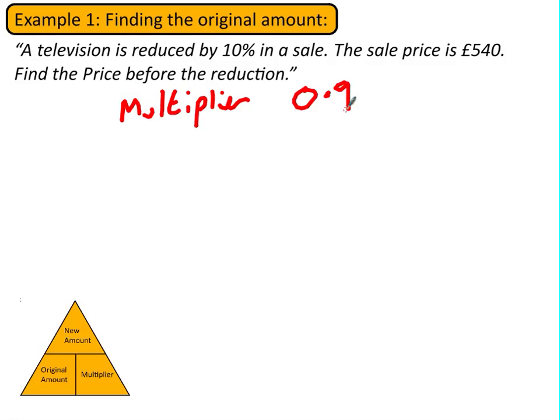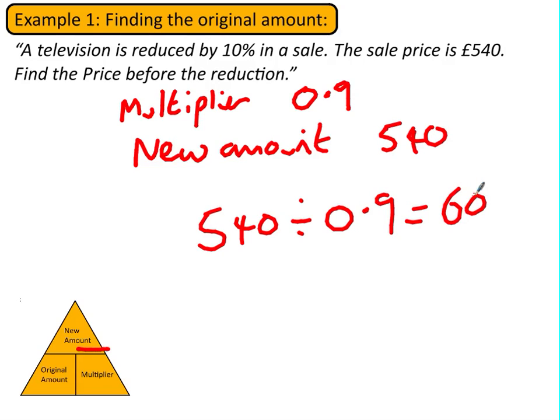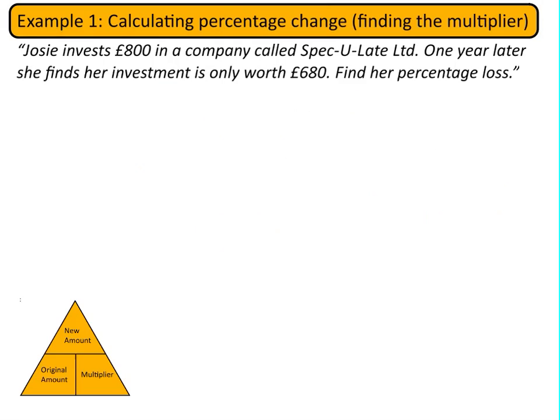The sale price is 540. So after the reduction, it was 540. So that means that the new amount is 540. And we're trying to find the original amount. So using our triangle, we want to use new amount divided by the multiplier to give us the original amount. So we want to do 540 divided by 0.9, and that is going to give us the answer we need. So 540 divided by 0.9 is 600, and that sounds right to me, that was decreased to get the 540 in the sale. Okay, next question.